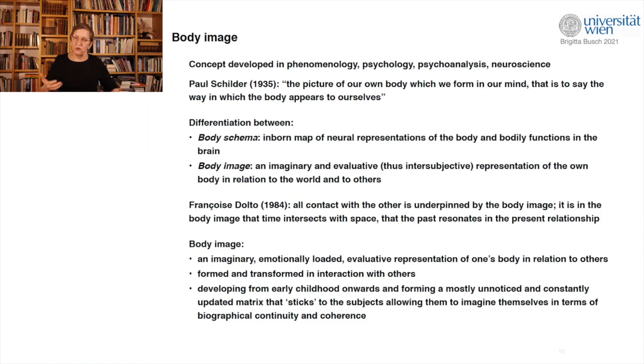Françoise Dolto, a psychiatrist who also devoted a lot of interest to the body image, says that all contact with the other, whether this is contact in communication or avoidance of communication, is underpinned by the body image. For it is in the body image that time intersects with space, that the past resonates in the present relationship. The body image can thus be thought of as an imaginary, highly loaded, evaluative representation of one's body in relation to others.